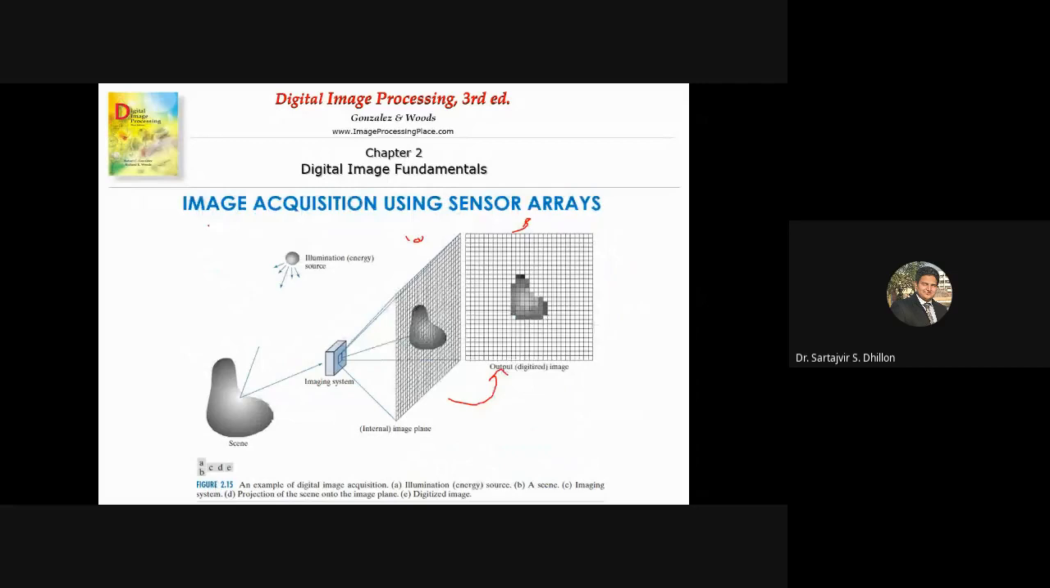So the other thing is how we can convert the image into the digitized form. In this process, we are using the sensor array, which images the actual object in the form of arrays of x-axis and y-axis, and it actually acquires the reflections from the object.